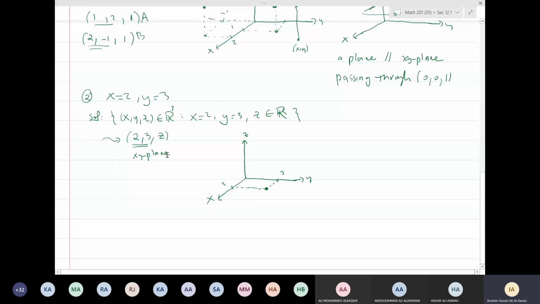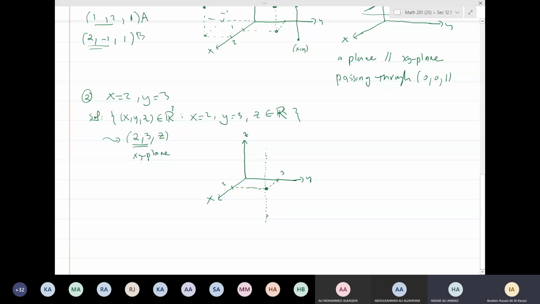Now then Z. From this point, Z is free. So I can go up, first floor, second floor, third floor. I can go down, first basement, second basement, third basement, and so on. Z is free. I can go up and down from this point. If it is 1, I go up to the first floor. If it is 2, I go to the second floor. If it is negative, I go -1, -2, -3. So what is the final result?